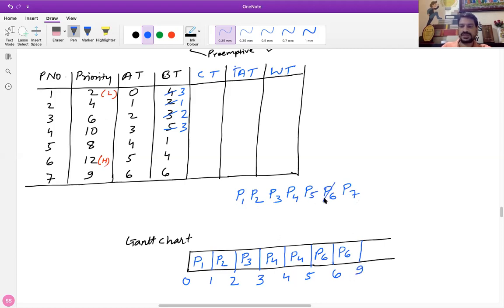Now P6 is finished. Among P1, P2, P3, P4, and P7, which has the highest priority? You can see that 4 has the highest priority, so P4 will come here. How much is left for P4? 3 is left. So we'll execute 3 units of time, meaning we'll execute up to 12 for P4.